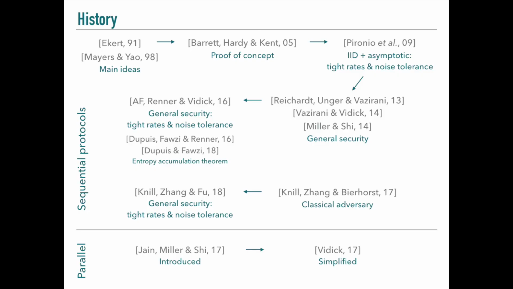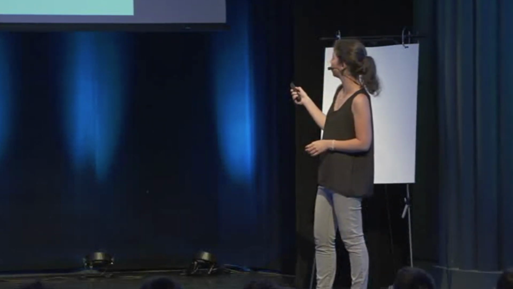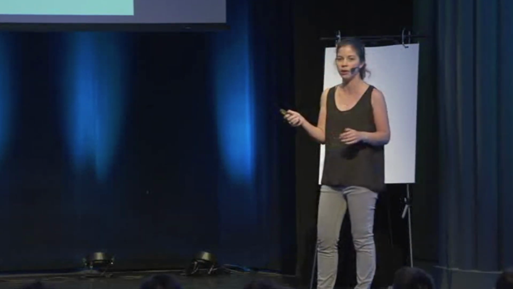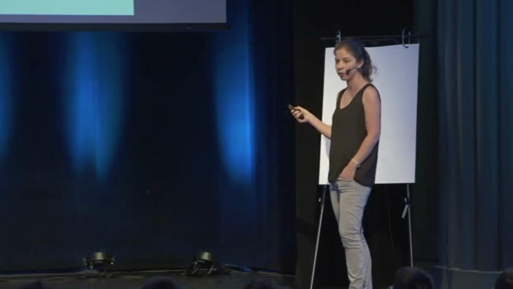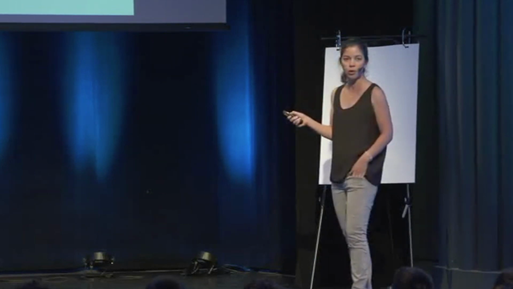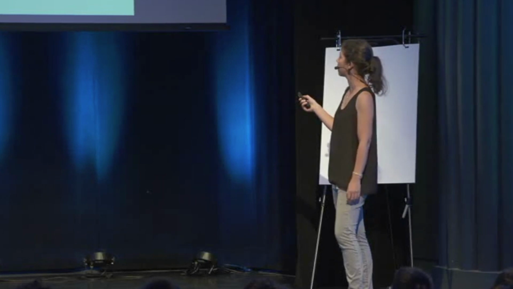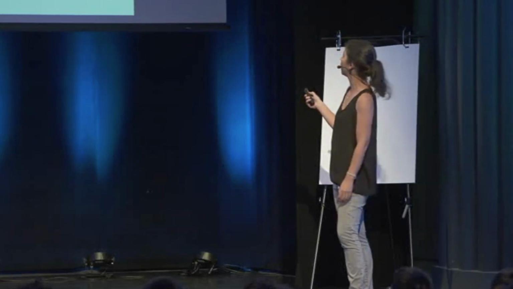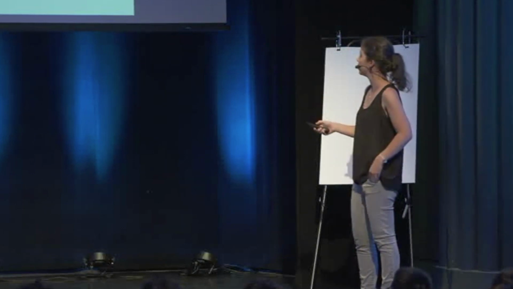Then later, Pironio et al. analyzed not the most general case, not the most general quantum adversary, but something that we call an IID and asymptotic case. I will explain later what it is, but this is a restrictive quantum adversary. And for this case, with the CHSH protocol that I just described, they got tight key rates and noise tolerance. So this was a very important result.